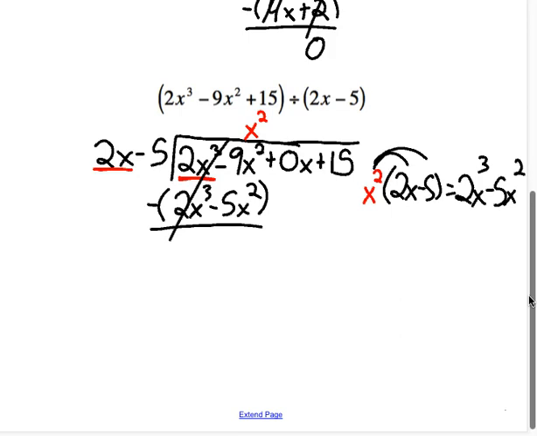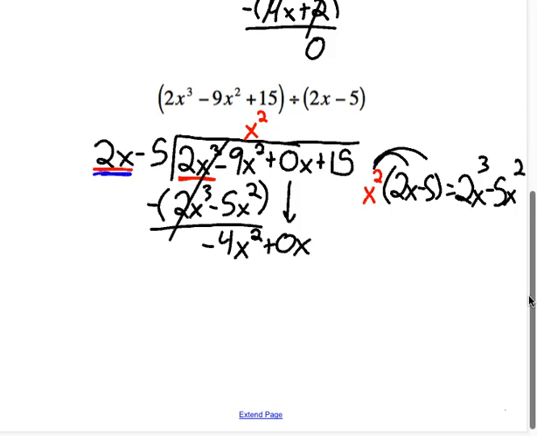Negative 9x squared minus a negative 5x squared. Remember, when you're subtracting a negative number, it's going to be the same thing as adding. So negative 9 plus 5 is still going to be a negative 4. So I'm going to have a negative 4x squared in this case. Then I pull down that 0x. Now I do the process again.